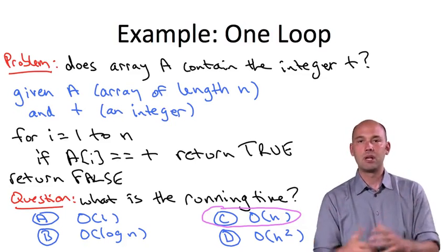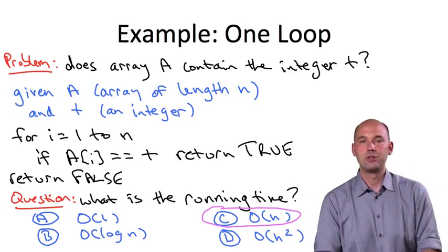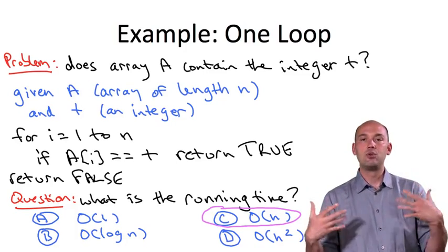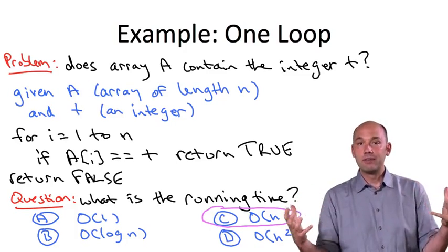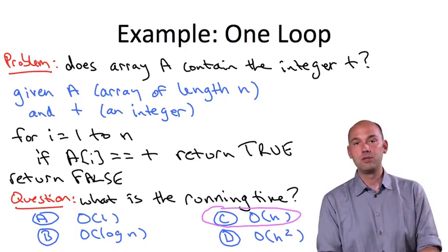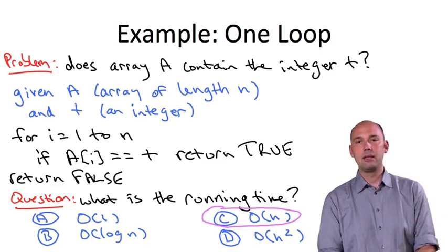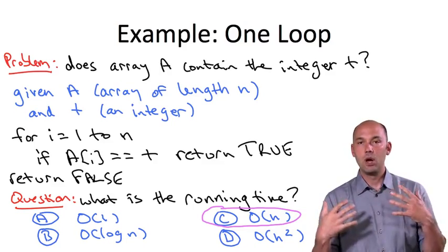And you could argue about what the constant is, if it's 2, 3, 4 operations per entry in the array. But the point is, whatever that constant is, 2, 3, or 4, it gets conveniently suppressed by the big O notation. So as a result, the total number of operations will be linear in n, and so the big O notation will just be O of n.